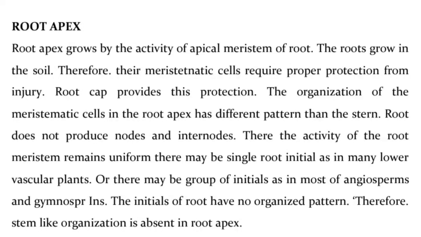The organization of the meristematic cells in the root apex has a different pattern than the stem. Root does not produce nodes and internodes. There the activity of the root meristem remains uniform. There may be a single root initial as in many lower vascular plants, or there may be a group of initials as in most angiosperms and gymnosperms. The initials of root have no organized pattern. Therefore, stem-like organization is absent in root apex.